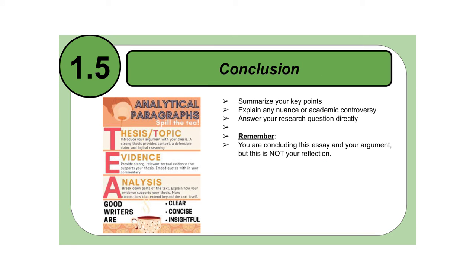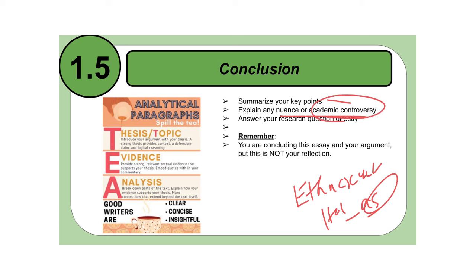And your conclusion paragraph should just summarize your key points, and explain any nuance or academic controversy. So whatever it is that you are arguing. So for example, let's say you were doing an essay on something like Adolf Hitler and his policies or something like that, then you could talk about ethnocentrism, you can talk about the Holocaust and that kind of thing, and anti-Semitism, that type of stuff. So this is academic controversy, and this is nuance and things like that. And then, of course, your conclusion paragraph should answer your research question directly.